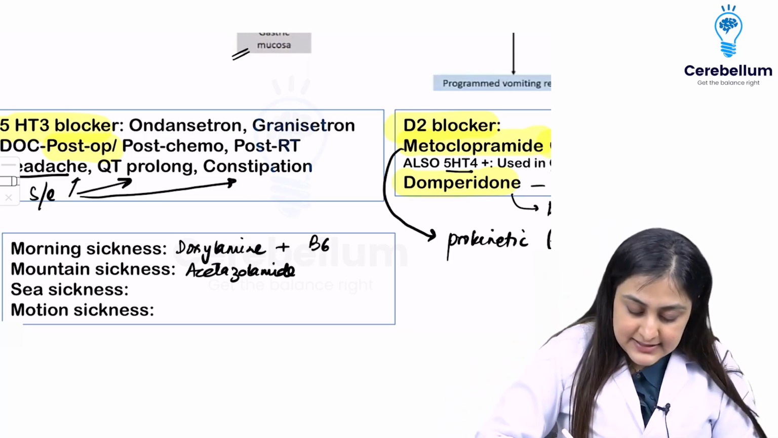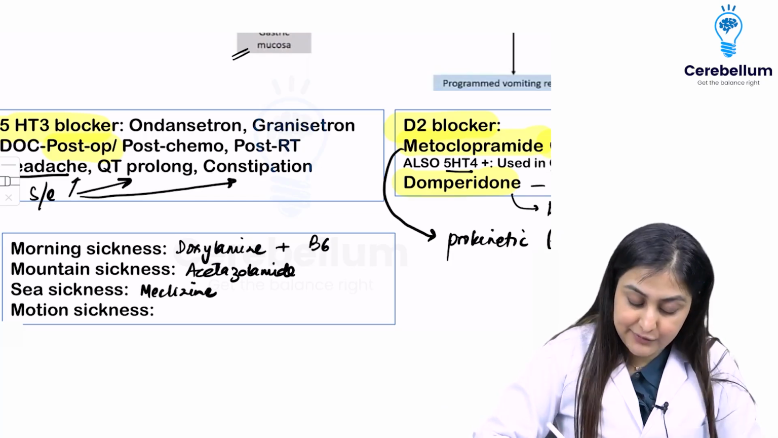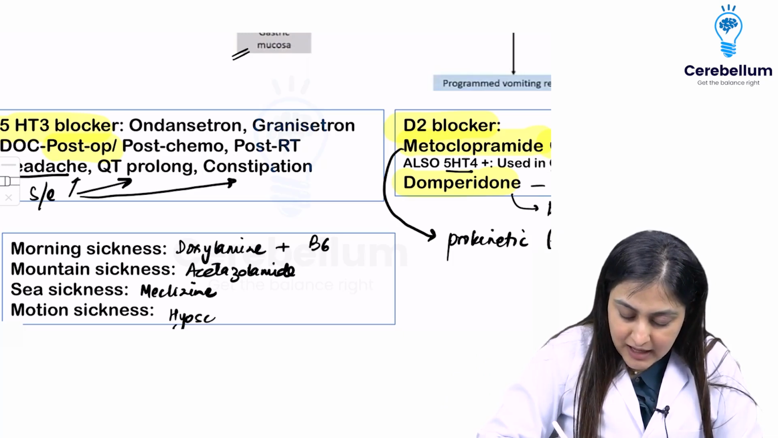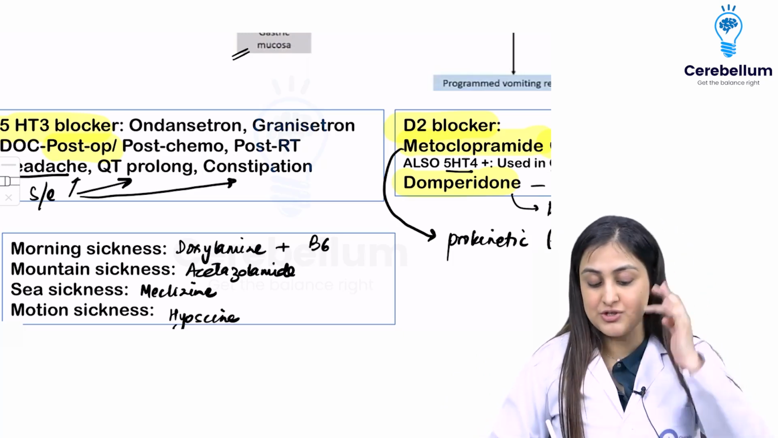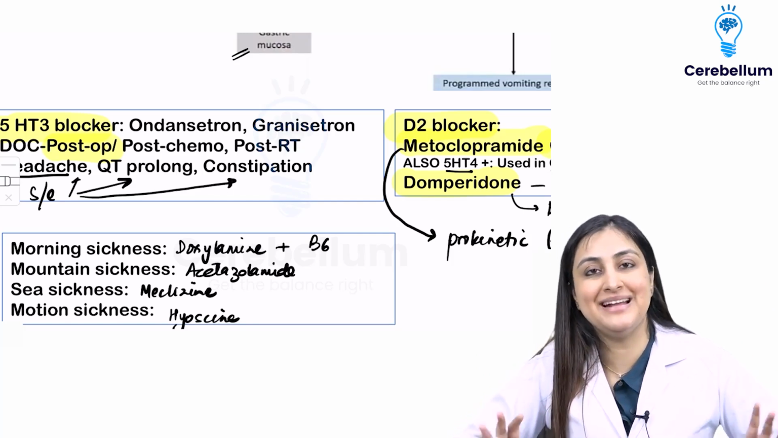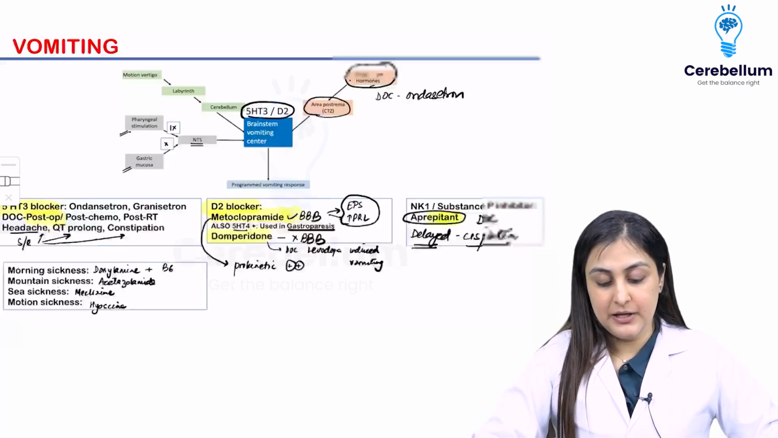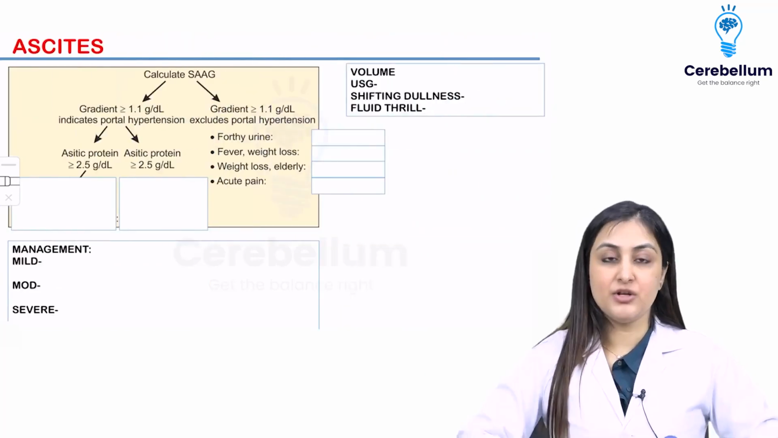For seasickness, the drug of choice is antihistaminic, which is meclizine. And for motion sickness, it is actually hyoscine. Alright, so we are going to give hyoscine. So these are 4 independent groups of drugs that we can also give for vomiting, which are mainly working via anticholinergic or antihistaminic mechanism. Okay, so this completes pharmacology for us.